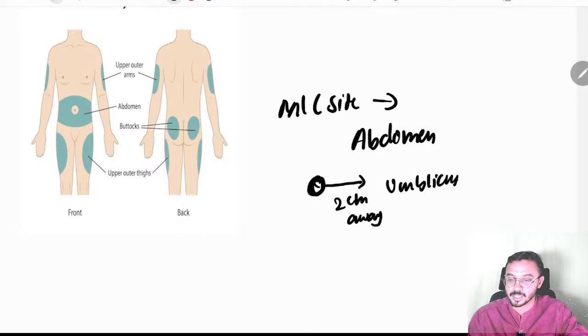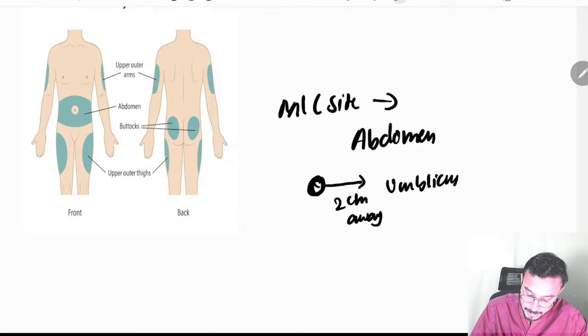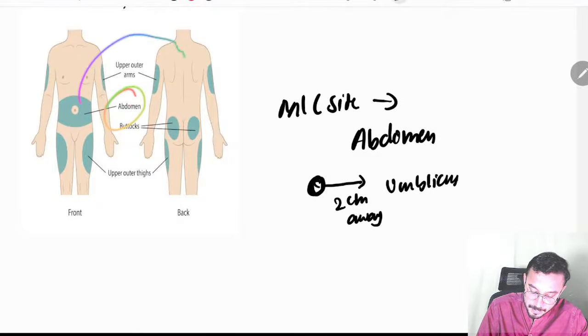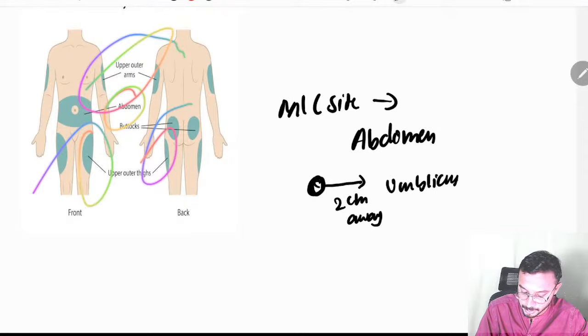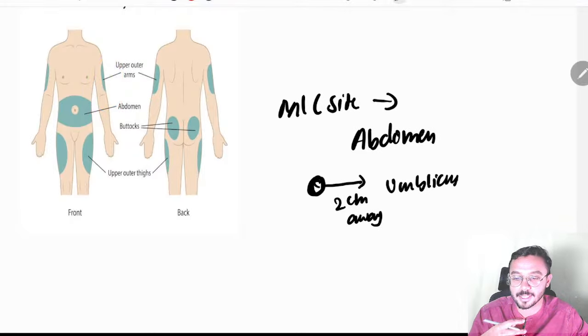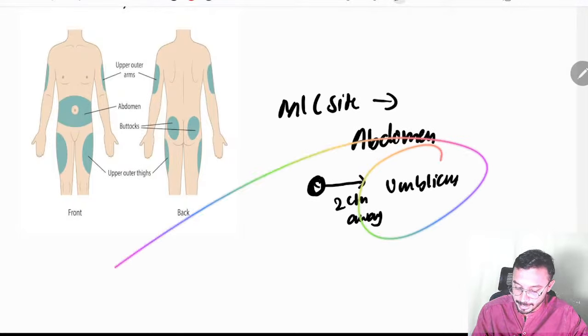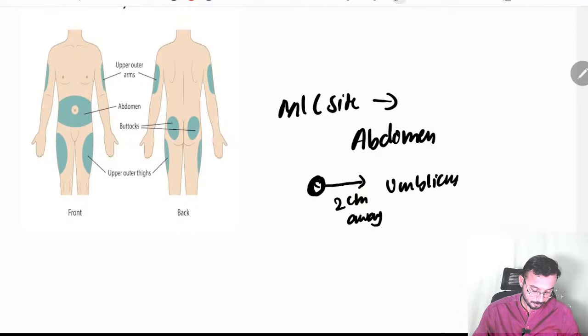This is about insulin, types of insulin, uses of insulin and all. The most common sites I have mentioned are the abdomen, arms, buttocks, and upper outer thighs. Most of you will be seeing the upper arms, but the book says the most common site for giving insulin is the abdomen, 2 centimeters away from the umbilicus. Okay, and this is about insulin therapy.